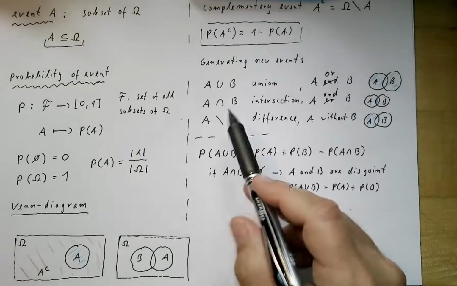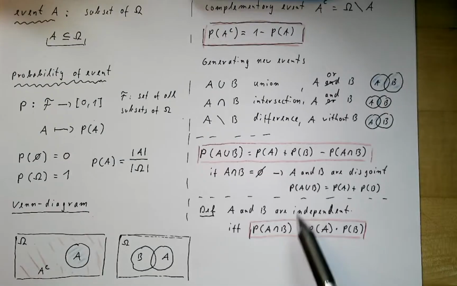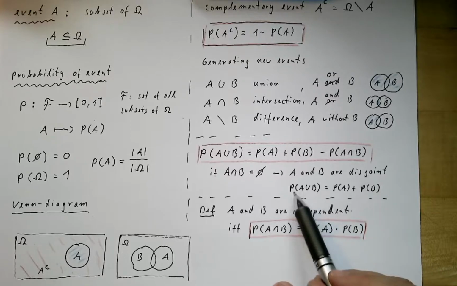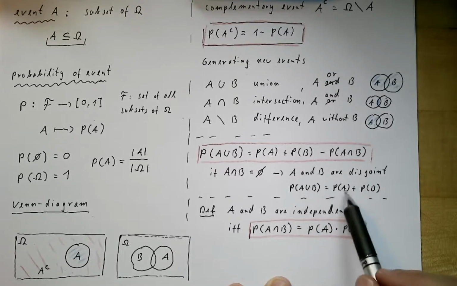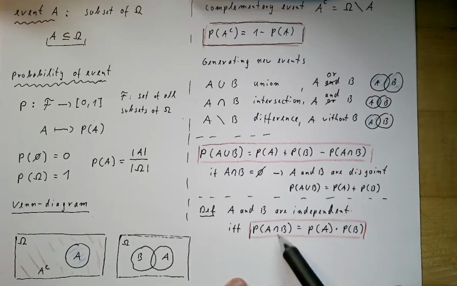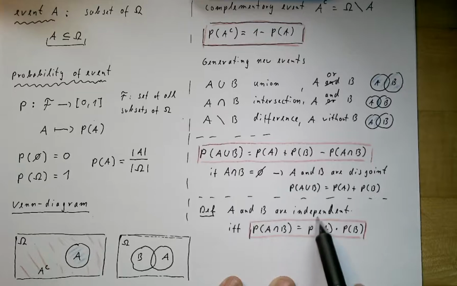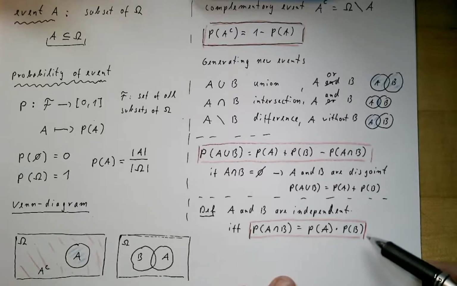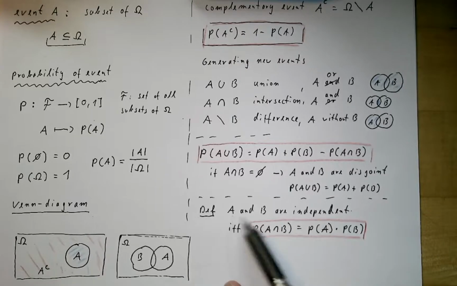And so how does this go with the intersection? For disjoint events, we've seen that the probability of the union is the sum of the probabilities. For the intersection, we don't have such a simple rule, but we can just make a definition. We say events A and B are independent if the probability of the intersection is the product of the probabilities of the events. This is a definition, but it coincides with what we intuitively would call events A and B not being related by any means.